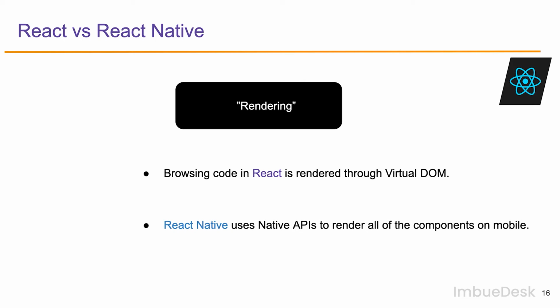React Native does not use virtual DOM, but what it uses is the presence of native APIs that is very vital, that is very foundational, and which has a very important aspect of rendering all these reusable components on a platform. So React.js uses virtual DOM and React Native uses native APIs.